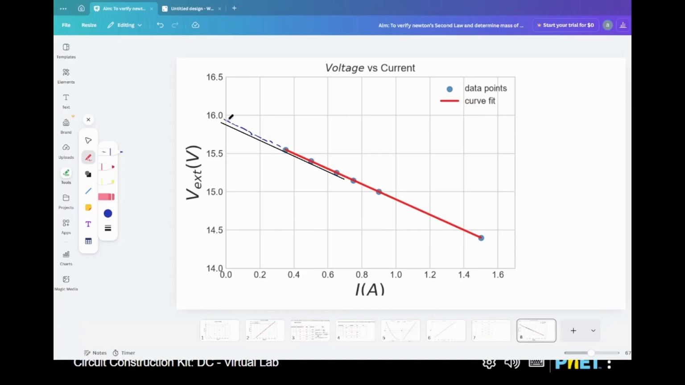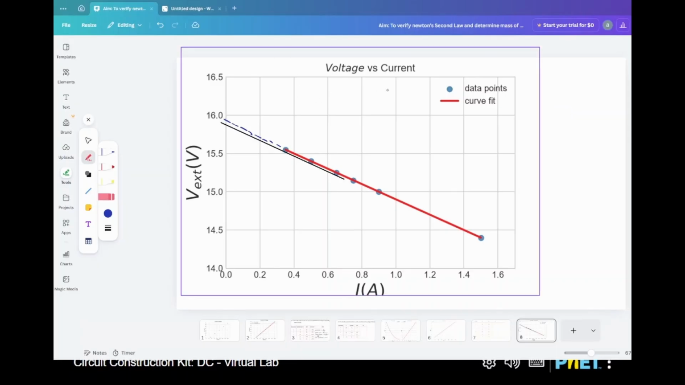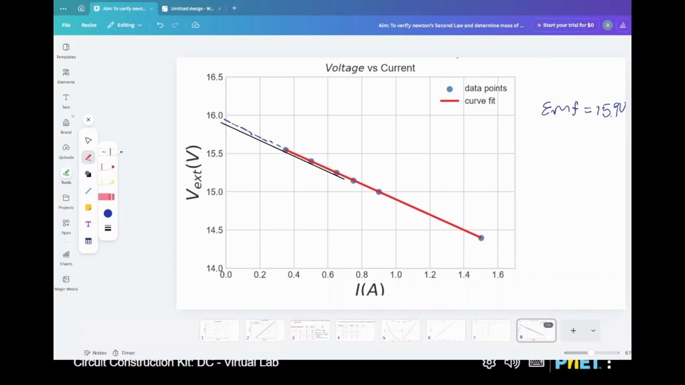Okay, so it cuts the y-axis just below 16 volts. So that is my EMF. EMF there, it is 15.9 volts. And now I've determined my EMF, so I will go back to the circuit and open it and see if the values agree.